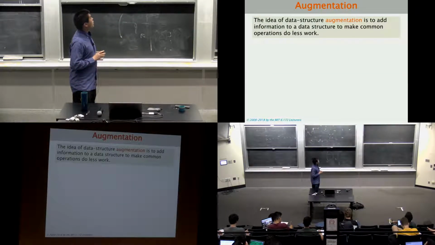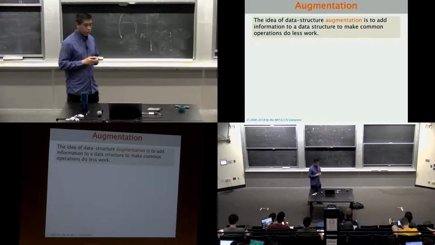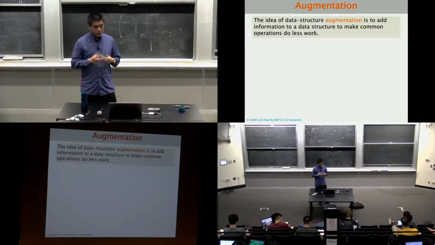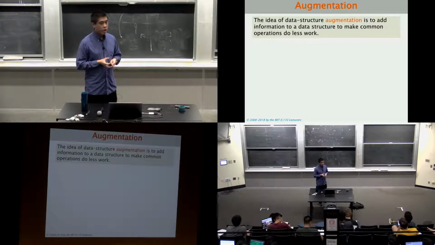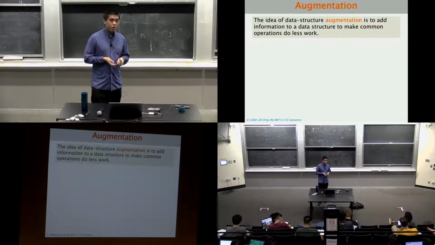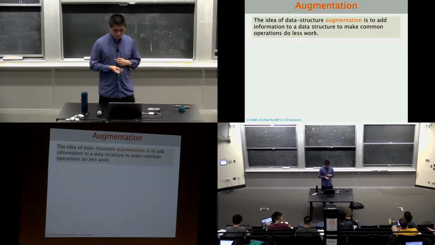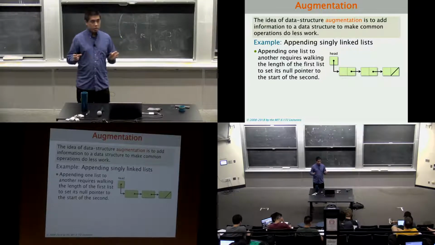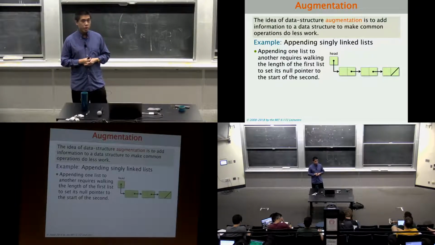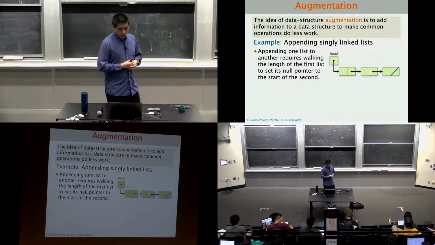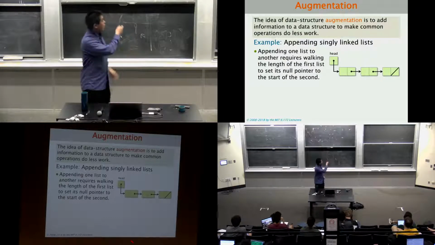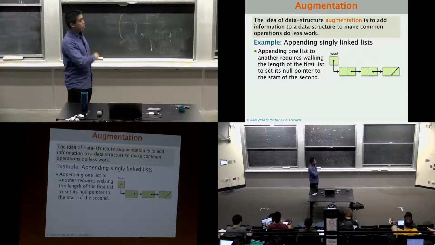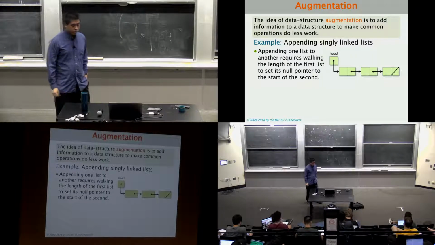All right, so the second optimization is data structure augmentation. The idea here is to add information to a data structure to make common operations do less work so that they're faster. Let's look at an example. Let's say we had two singly linked lists, and we wanted to append them together. And let's say we only stored the head pointer to the list, and then each element in the list has a pointer to the next element in the list.